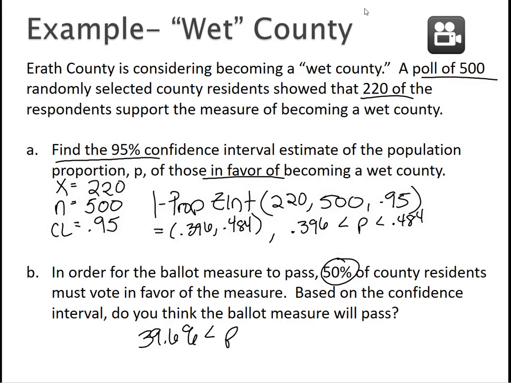So 39.6% less than P less than 48.4%. And I'm going to look at that 50%, and I want to ask myself, does that proportion of 50% lie inside that confidence interval? Is it between 39.6 and 48.4? No. So 50% is not in my confidence interval, so no, I do not think the ballot measure will pass. So I'm going to say no, 50% is not in my confidence interval.